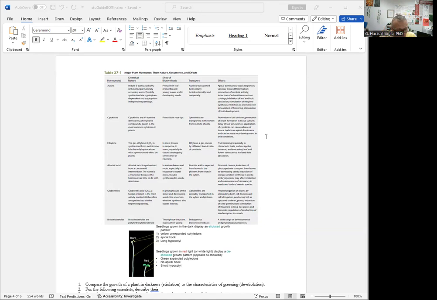So you can read more about each of these and their locations, right? Auxins are synthesized at the top and they go to the roots, but cytokinins are always synthesized in the roots and they go to the top. So pay attention to these locations. Okay, so that's chapter 27.